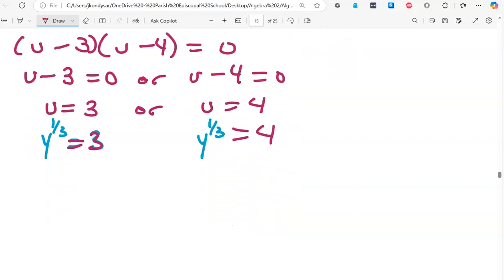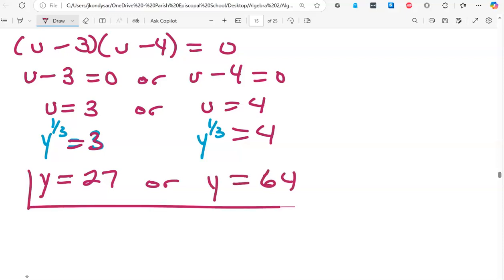And again, y to the 1/3 represents the cube root of y. We can undo the cube root by cubing both sides. If we cube both sides, we get y is equal to 27, or y is equal to 64. Both of those solutions should be valid.